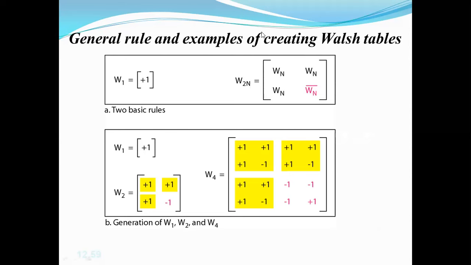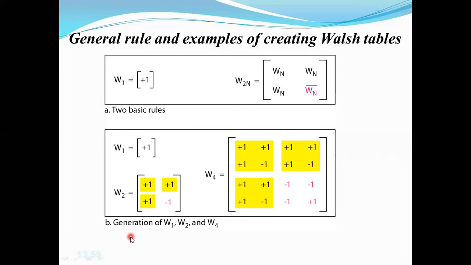If you refer to this particular figure, I can explain how things work. These are the two basic rules. One is that W1 is nothing but one chip sequence, that means it has only one row and one column. Then W2N is nothing but two chip sequences, with two rows as well as two columns. These are the two basic rules, and you need to use them for everything.